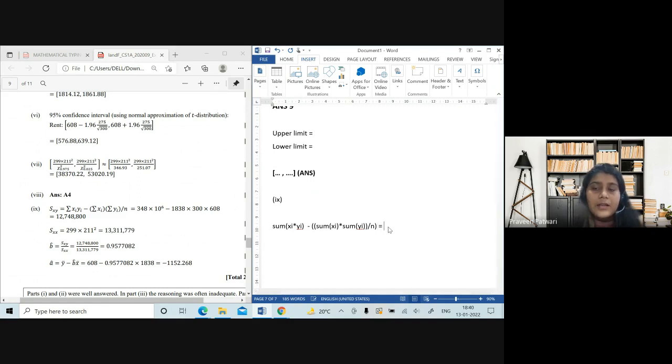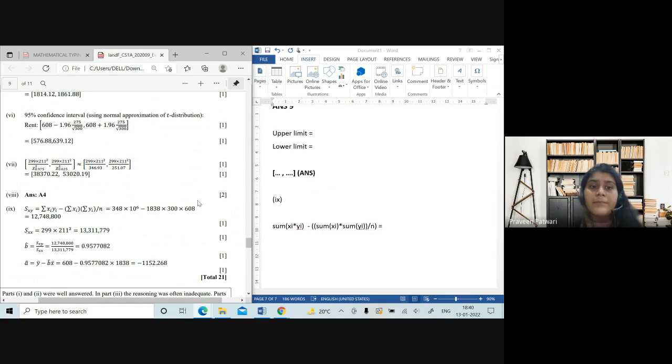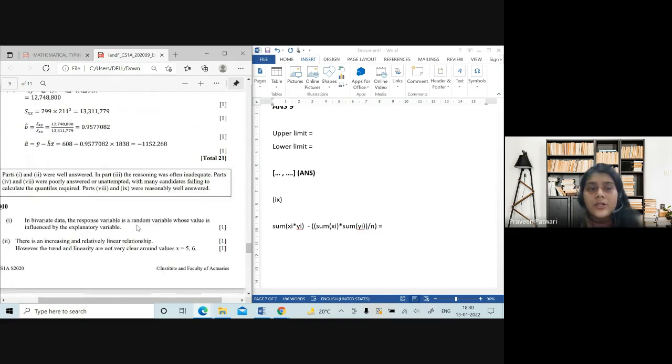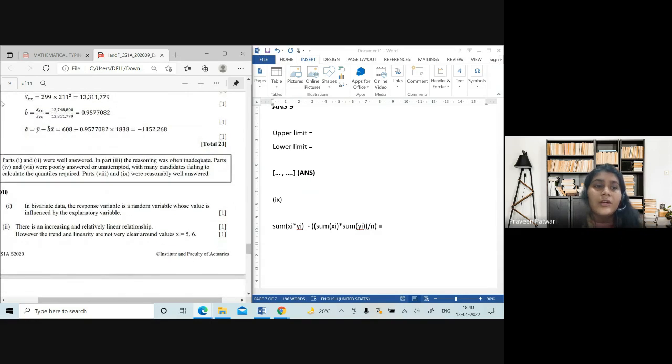Okay. Next level of substitution, where you substitute all the values. Again, it is important that the order of substitution corresponds to the order of your formula. So if you're writing 1838 into 300 into 608, then it should completely correspond with whatever formula you have written. That is how you're supposed to substitute the values and show the substitution. For B hat, you must write the formula first of SXY by SXX, and then again substitute the values and write the final answer. So these steps are very important.